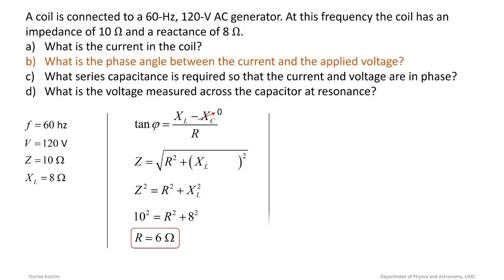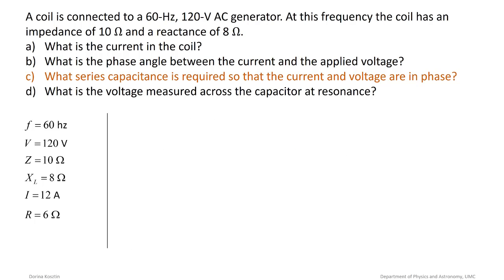Now that we know the resistance, we can go back to the equation for the tangent of the angle phi. We replace the reactance with 8 ohms and the resistance with 6 ohms. And we get that tangent phi, the tangent of the phase angle between the current and the applied voltage, is 8 over 6. Using inverse tangent, and don't forget to put your calculator in radians, we obtain that the phase angle between the current and the voltage is 0.92 radians.